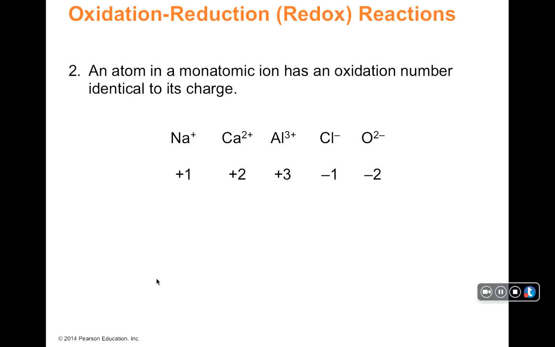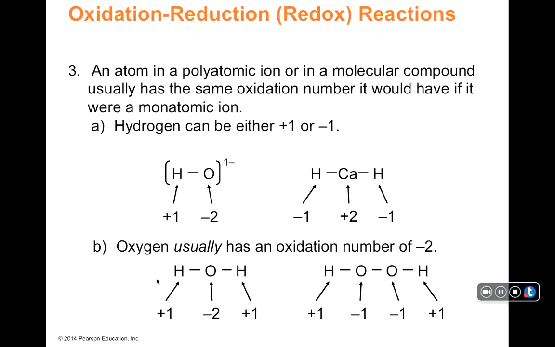So oxygen is in group 6. It would like to gain 2 electrons, so its charge, and now we're referring to these as oxidation numbers, is -2. Sodium is in group 1. It would like to lose an electron, and when it does, it takes a charge of +1. And so that's the oxidation number of sodium ion is +1.